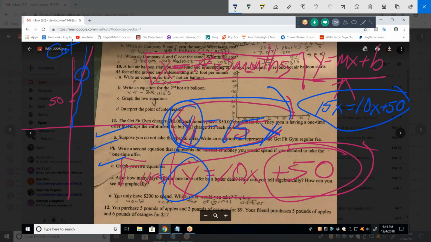Listen, I apologize, Jackson. I have a 7 o'clock tonight, and I'm just looking at my clock and realizing that I'm running over. So I would solve that. It's 5x equals 50, x equals 10.